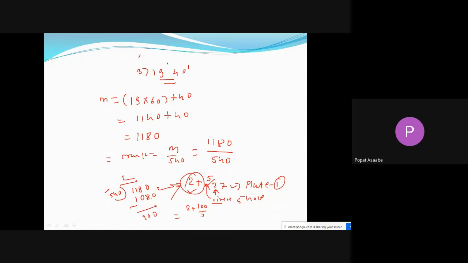Just 1 minute. Therefore we can cancel it. What is remaining? That is 2 plus 10 divided by 54. We can divide it by 2, so that it will become 2 plus 5 divided by 27. In this fashion also you can solve this. If you are unable to solve this with the help of the calculator, at that time use the manual method. Manual method also you can solve this.